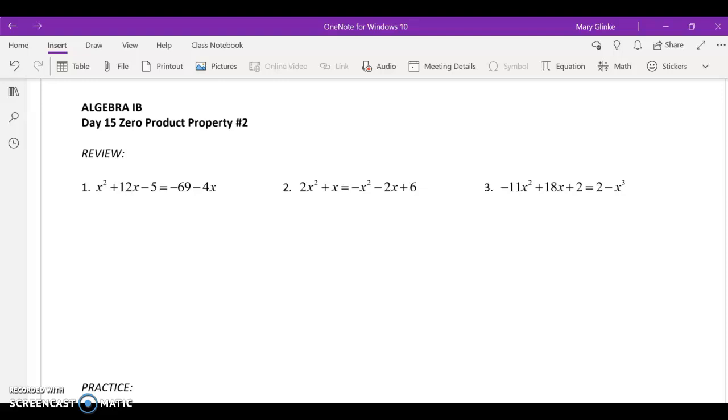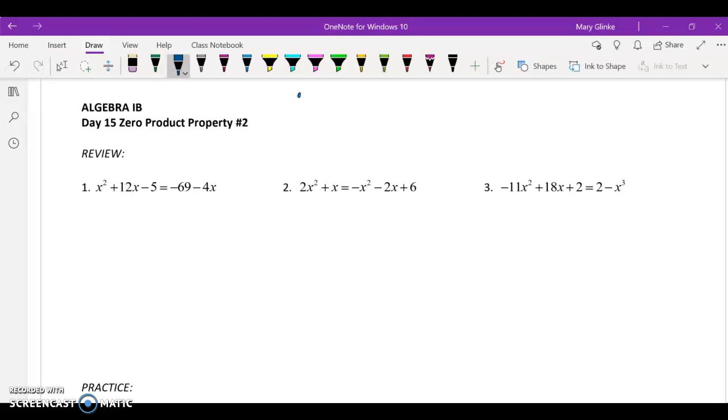Today we're going to be reviewing factoring and using the zero product property. So the steps in order to do this: you want to get the equation equal to 0. Then you're going to factor, and always look for a GCF first and then keep factoring after that. After it's in factored form, you're going to set each factor equal to 0 and solve.